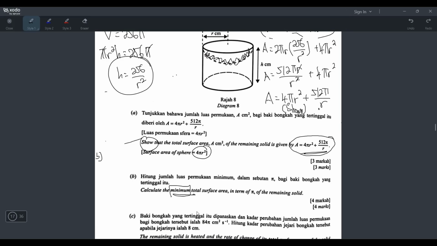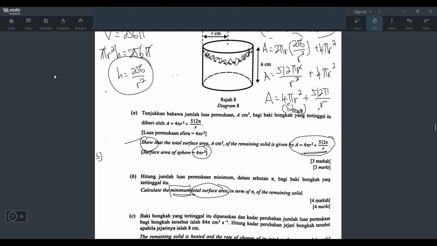But differentiate what? You want to differentiate H or A or V, or what? Okay, what is the minimum now? Surface area, right? They say minimum total surface area. It means the total surface area equation is the one you have to differentiate equals 0. If they say which one is minimum, then you differentiate that equals 0. So you have to differentiate the total surface area equation and then equals 0.